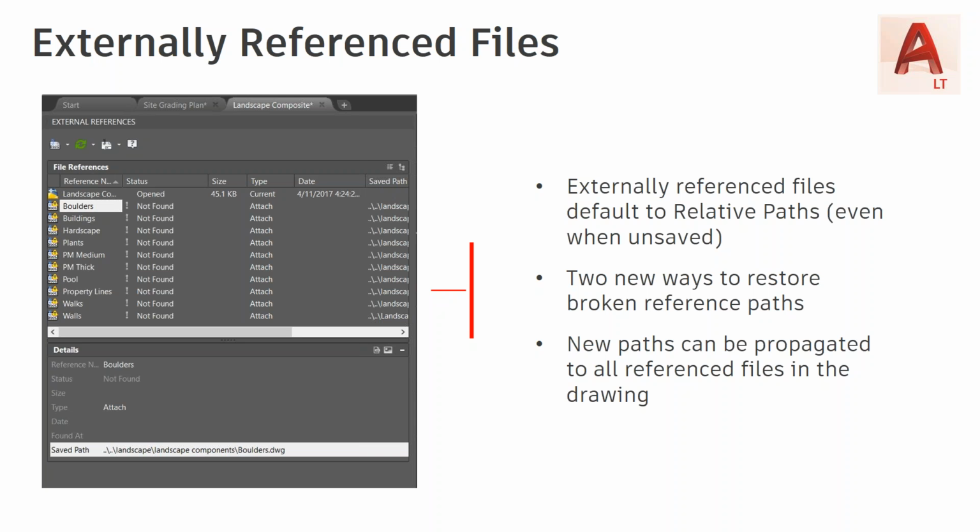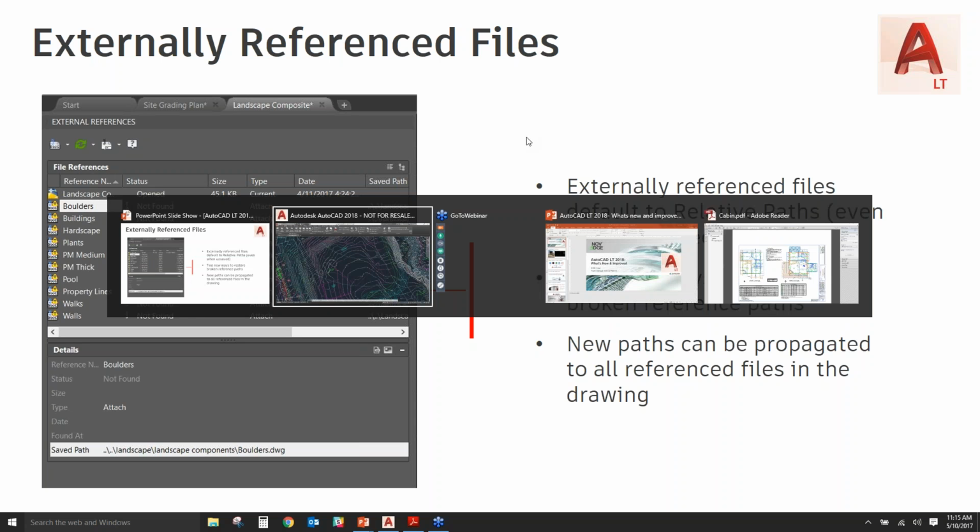and similarly, you can use the Find and Replace tool to update the path. And when you fix these broken paths, you'll be given the option to apply that fix to all of your references in that drawing, which can be really, really handy. So let's take a look at this one.